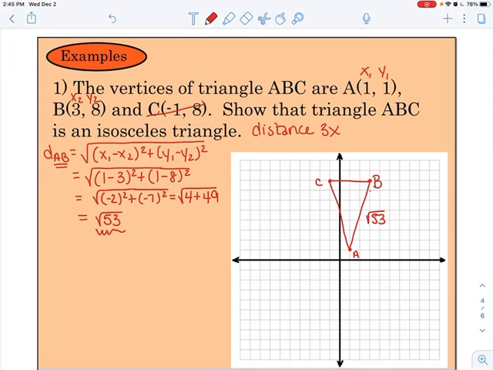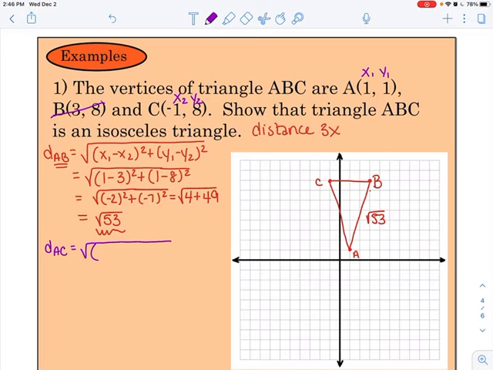Again, it doesn't matter which side we find the distance of next. How about side AC? So now I want to find the distance of AC. We're going to use the same formula, and just to save time, since it's already written above, I'm not going to rewrite it, but this time I'm using A and C. So I'll keep consistent here with my colors. A will be my x1, y1. We're ignoring B this time. And C will be x2, y2.